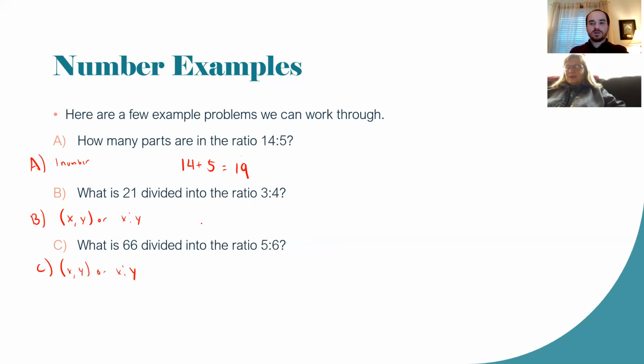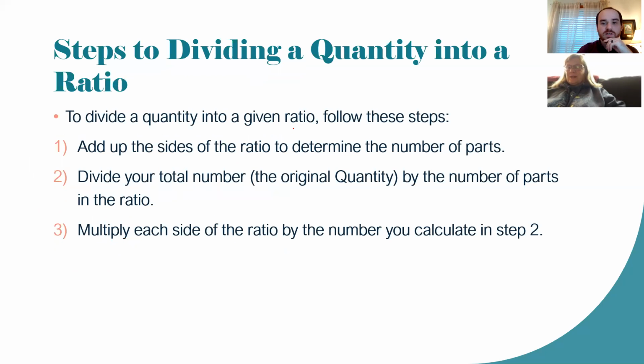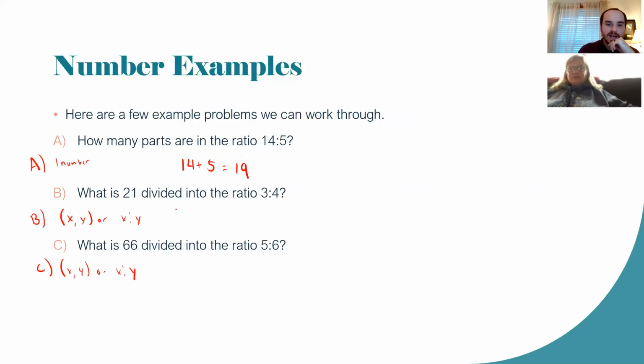Okay, so I'm going to go ahead and talk about B. I'll let you guys all try C on your own. So we're going to, again, go back to here. We're just going to follow our steps. So step one, we're going to add up the sides of our ratio. So our ratio is 3 to 4. So 3 plus 4 equals 7. So this tells us the number of parts. So that's step one. This is not the answer. I'm just boxing the answer to each step.